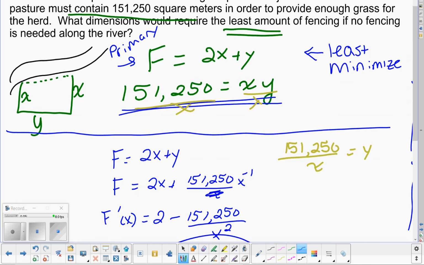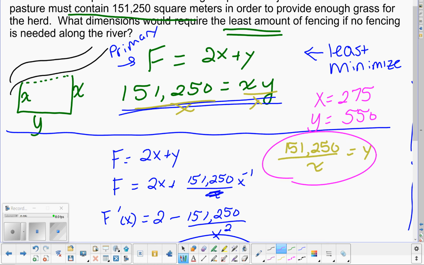If we go back up, then I know that x is equal to 275, and we can find the y value by plugging it in. At this stage here, we knew that 151,250 divided by 275 will find y for us, and y will come in at 550. I was using this formula, plugging in my 275. Very good. On to the next problem.